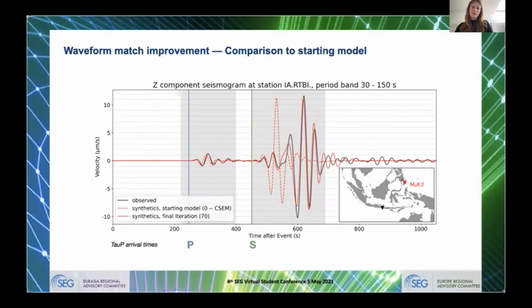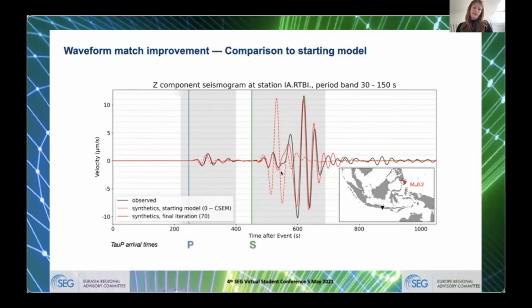So we're essentially looking at the waveform match if we would have started off at 30 seconds right away, noting that we're using a one-dimensional starting model since there's no region-specific model available. And our starting model is able to explain the first arrival reasonably well, but the match is insufficient for the later part of the seismogram.